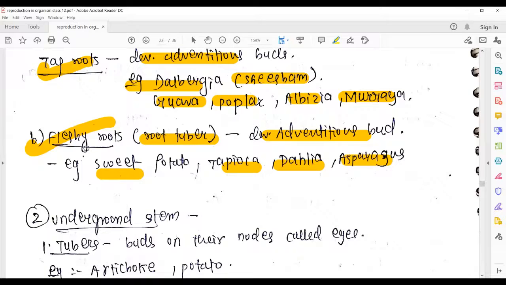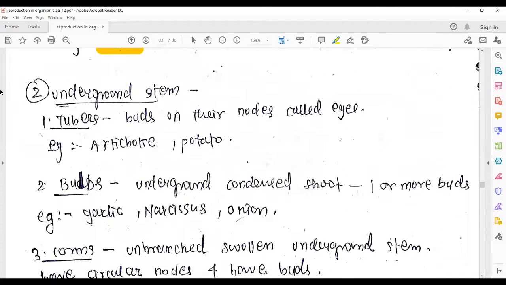Next, if we talk about underground stem, under this the first category is the tuber. Buds will be developed on their nodal region. Normally in the case of potato, we call that an eye. So wherever there is an eye seen in the potato, that whole region is called a nodal region. Through that, things will develop into the new plant.